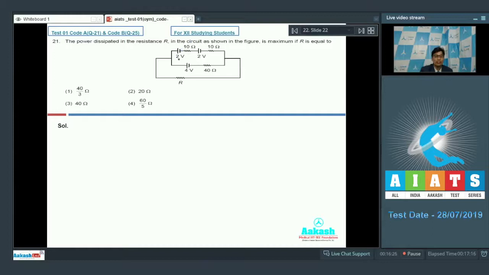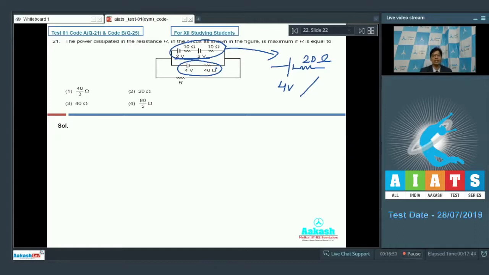We can see that these two batteries are in series, so they both can be combined into a battery of net EMF 4 volts, that is 2 plus 2, and the net internal resistance of 10 plus 10, that is 20 ohms. Now dear students, this particular battery and the battery with potential 4 volts and internal resistance 40 ohms can be considered to be in parallel.